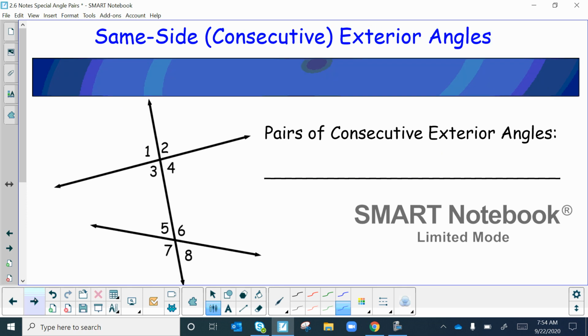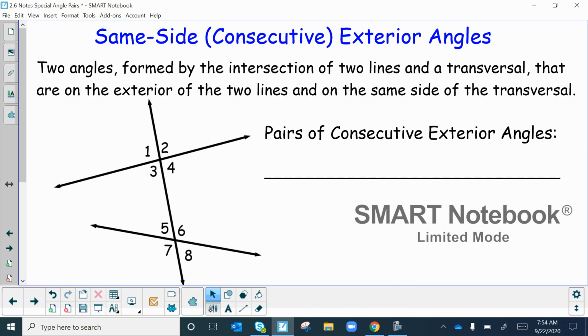Okay, and then the next one is same side exterior angles, so kind of like what we just talked about, but on the exterior of the two lines. So these are going to be on the exterior of the two lines, and they're going to still be on the same side of the transversal. Okay, so here's the interior. Remember, it's angles 3, 4, 5, and 6. So we don't want to use 3, 4, 5, and 6 because we just said that they are going to be on the exterior.